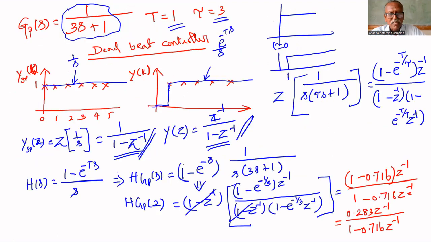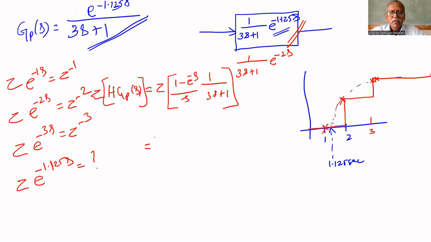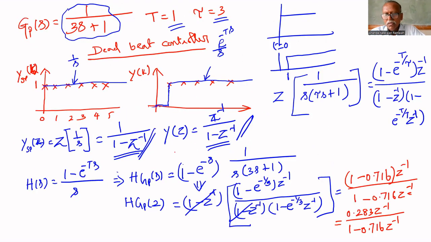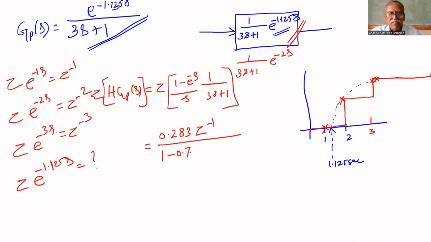Already we got HGP of Z is 0.283 Z power minus 1 upon 1 minus 0.716 Z power minus 1. This is HGP of Z without this dead time. If you consider that dead time, what you will get is Z power minus 2. Already I told you that if it is 2 sampling periods, it means Z power minus 2.